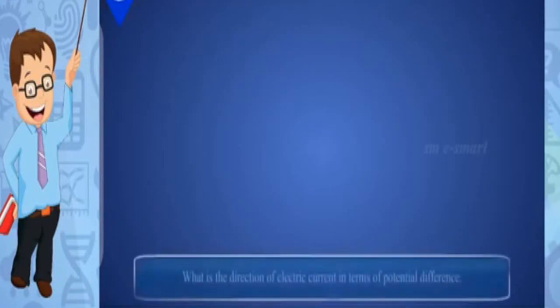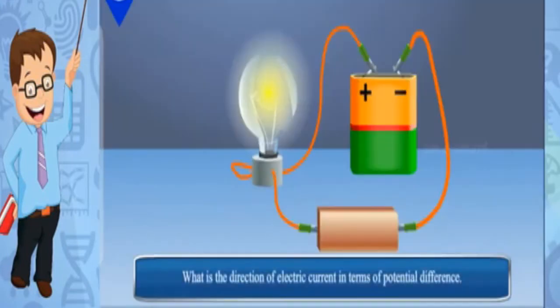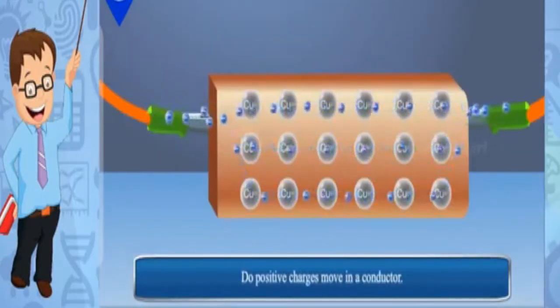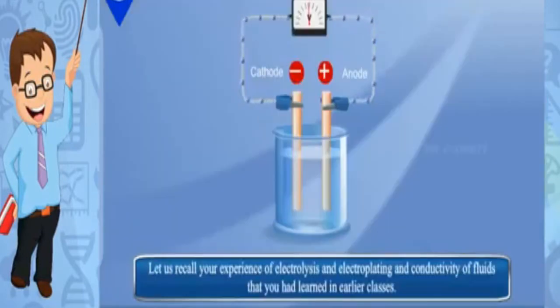What is the direction of electric current in terms of potential difference? Do positive charges move in a conductor? Can you give an example of this? Let us recall your experience of electrolysis and electroplating and conductivity of fluids that you had learnt in earlier classes.